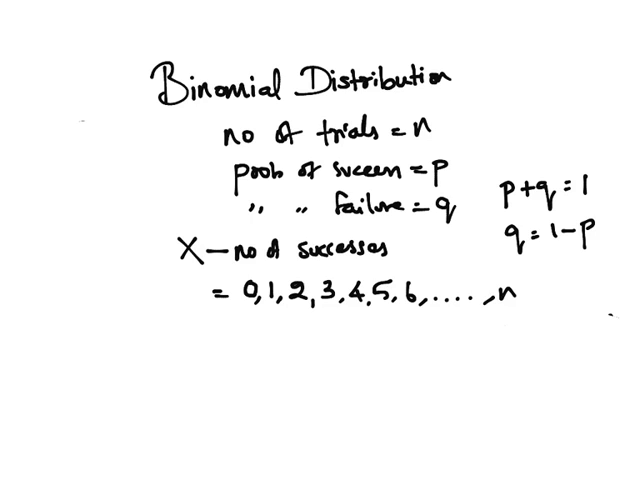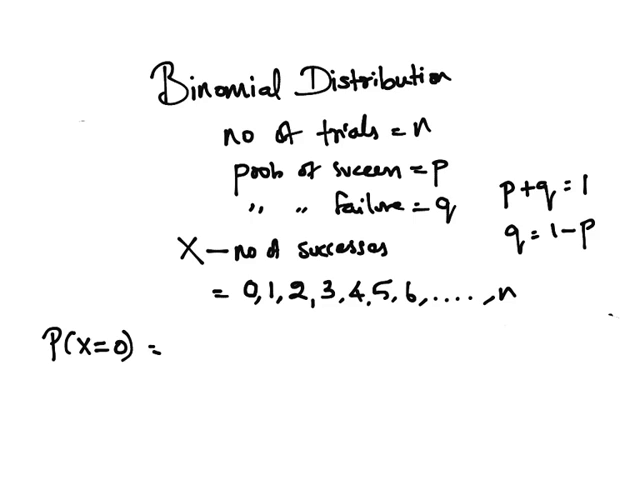The maximum number of successes can be n. Now when I say p of x equal to 0, what do I mean? What is the probability that in n trials you will not have any success at all? That means every time it is a failure.